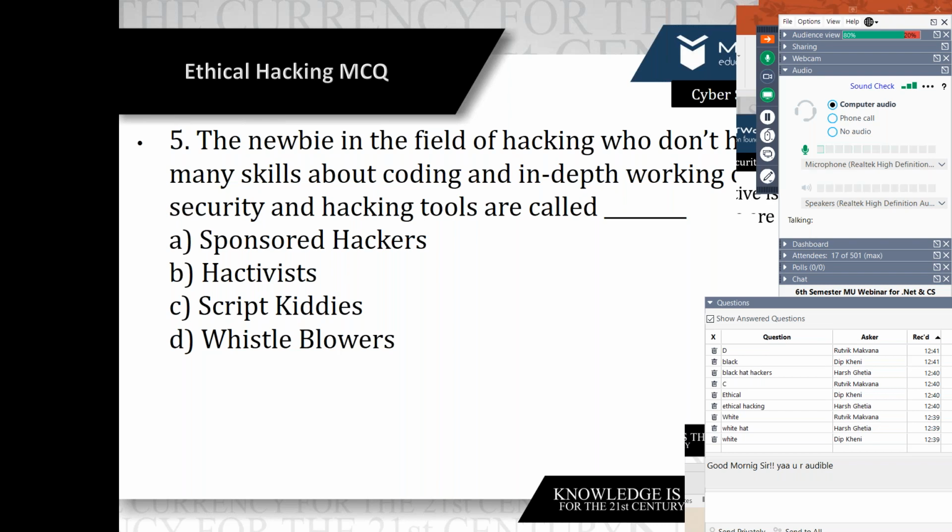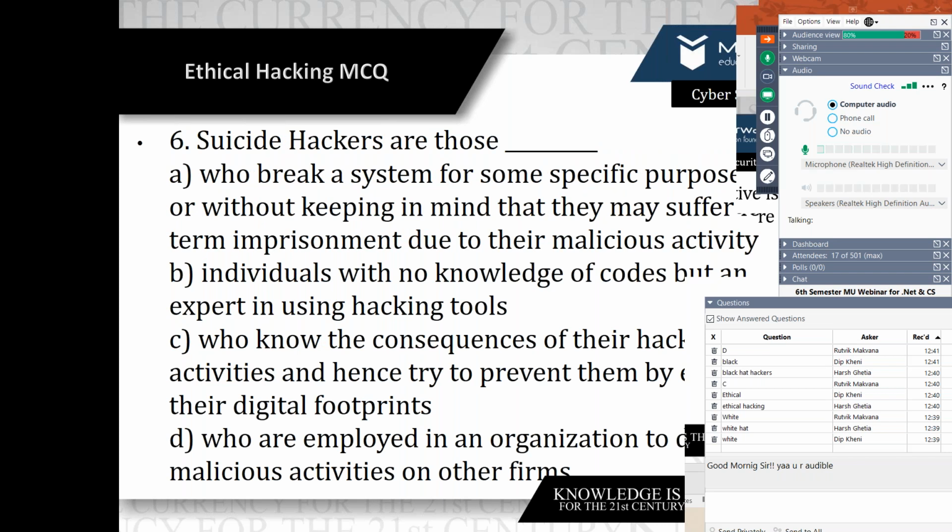Yes, the answer is C. Script kiddie. Now this is again important. What is the suicide hacker? Because we are aware about the main types of hacker: white, black, gray. So now there is a term which confuses people in MCQs or 1 mark questions. What is the meaning of suicide hacker? So what is the right answer? A, B, C or D?